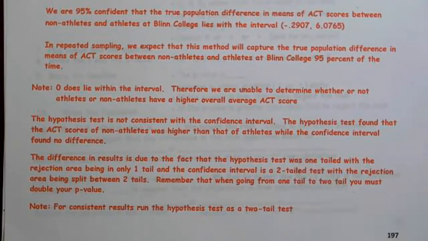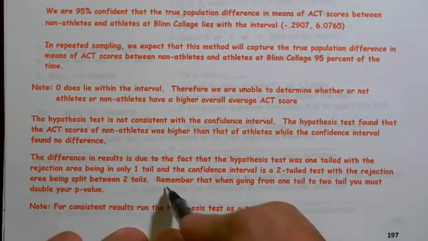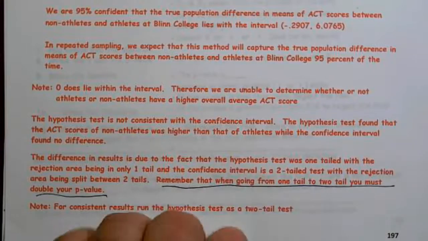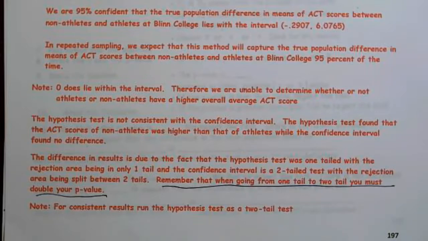Why did this happen? The reason was that the hypothesis test was one tail, and the confidence interval is two tails. When you go from one tail to two tail, you must double your p-value. And that is why they were not consistent, although they both basically look like 95%, all right?